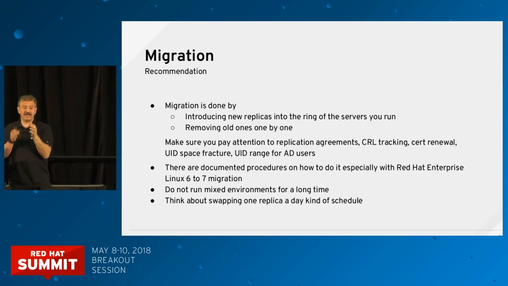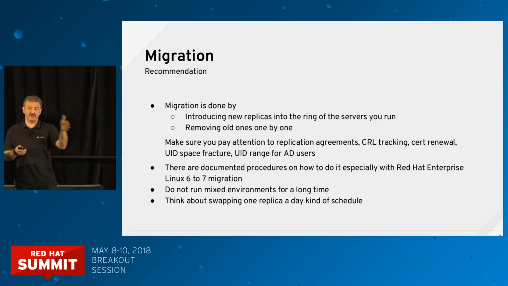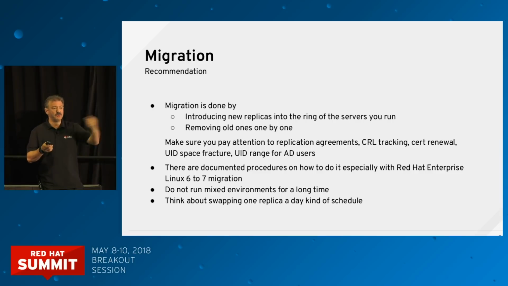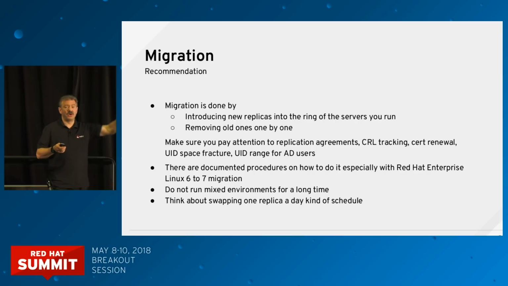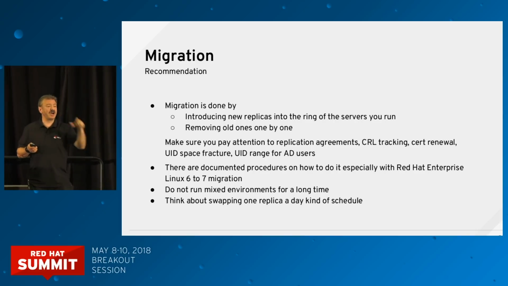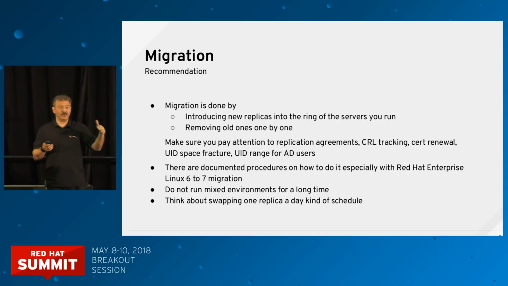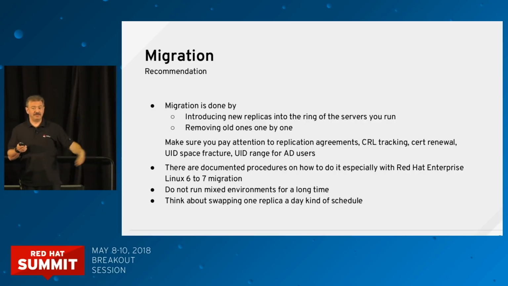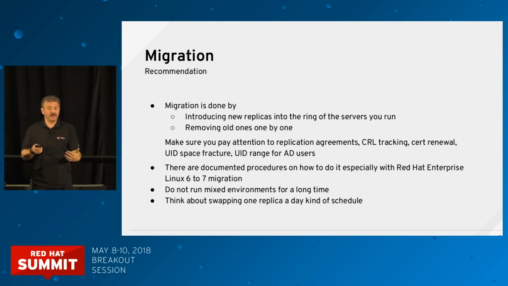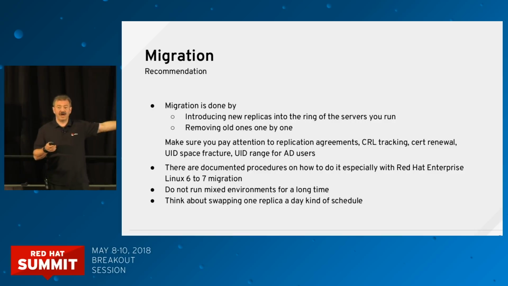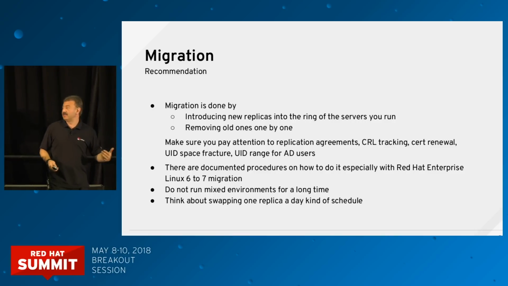Also, UID space fracturing. The replicas have their own UID ranges, and they trade those UID ranges. If you remove replicas or lose replicas, those ranges go with those replicas. So you need to recover those ranges explicitly, and you need to know that at some point something might start failing because it can't assign UID, GID anymore because this replica ran out of the UID range. It's fixable, but you need to be aware of that.